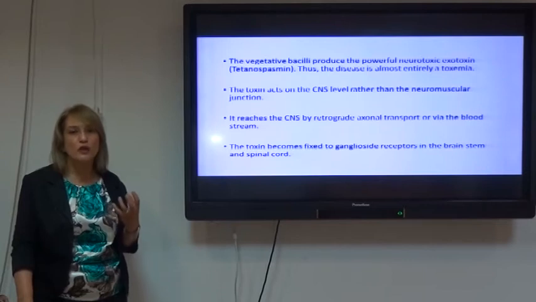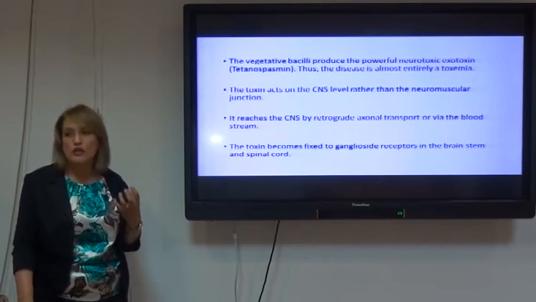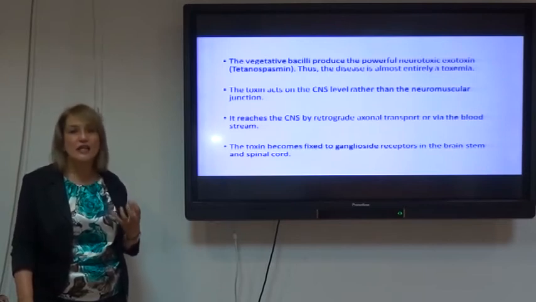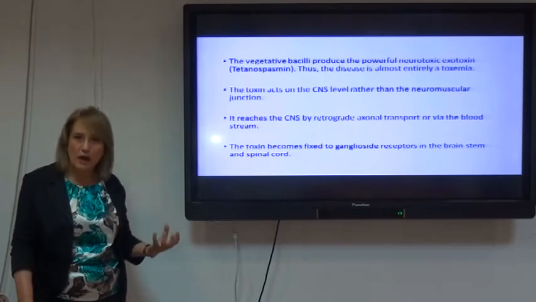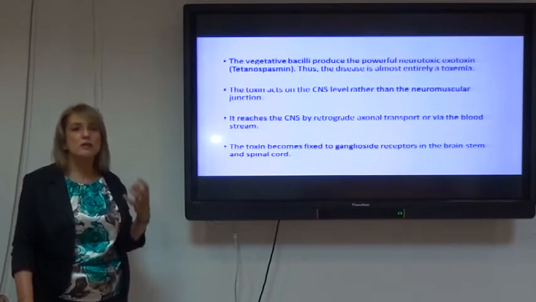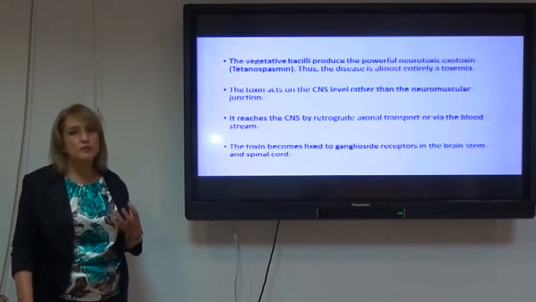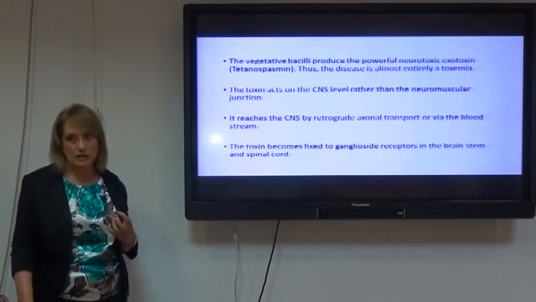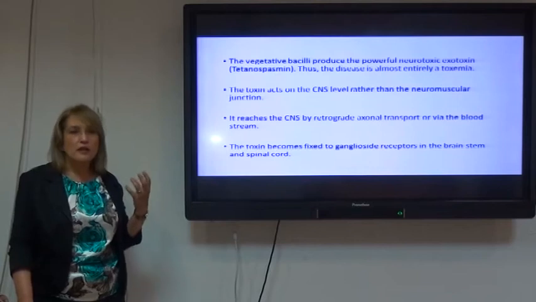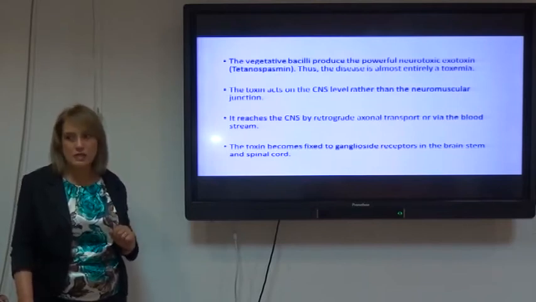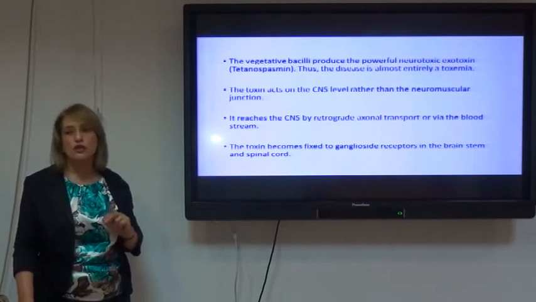Thus, the disease is completely mediated by this toxin. That's why it is one of the toxemic diseases. So the disease is almost entirely a toxemia. Why? Because it is caused by tetanospasmin, the toxin produced by the Clostridium tetani vegetative bacilli. And as we said, the toxin's target organ is the central nervous system rather than the neuromuscular junction.